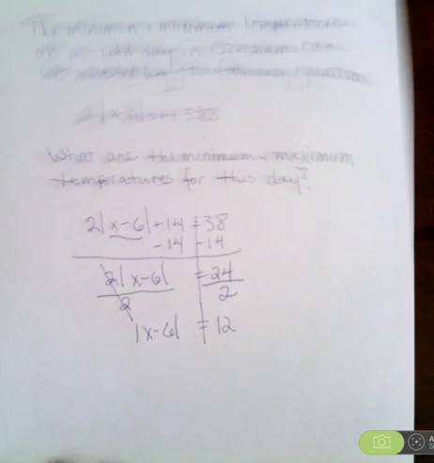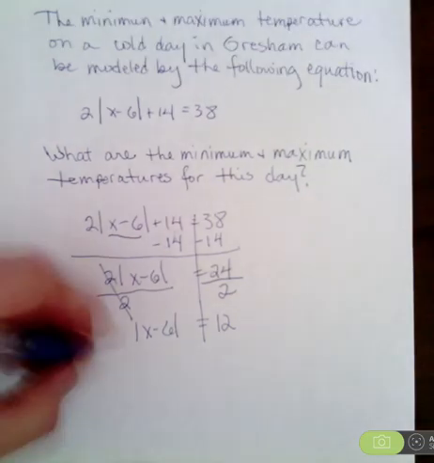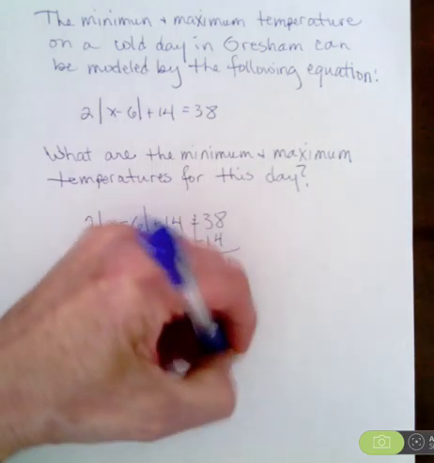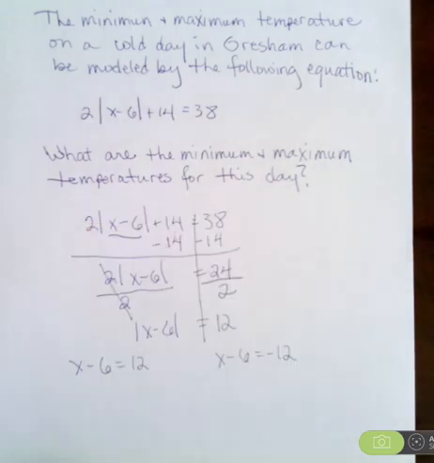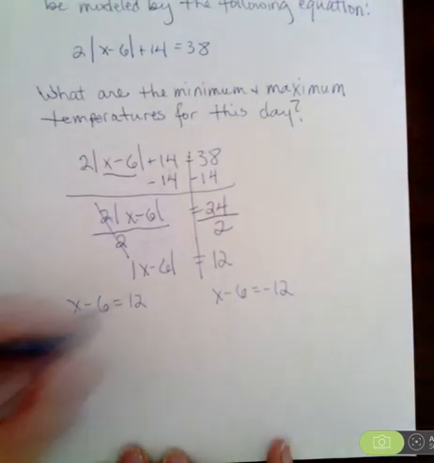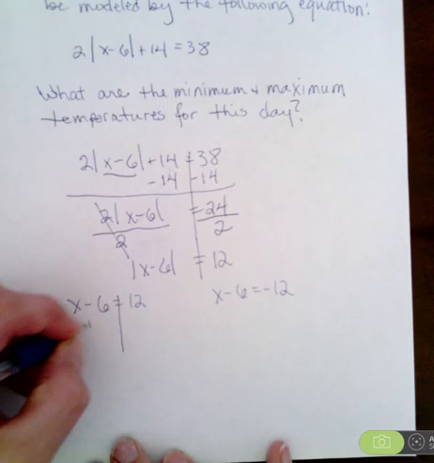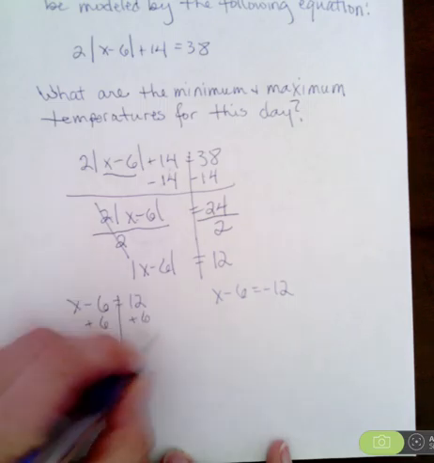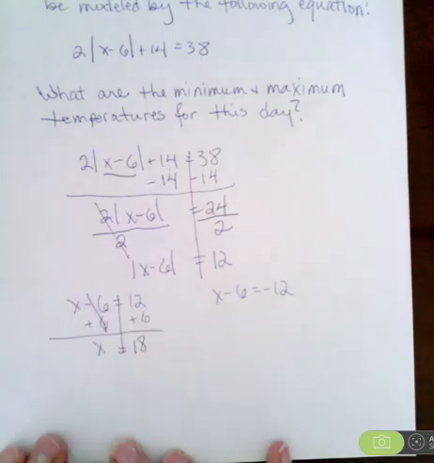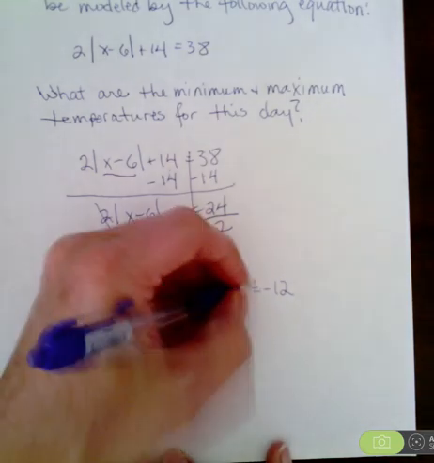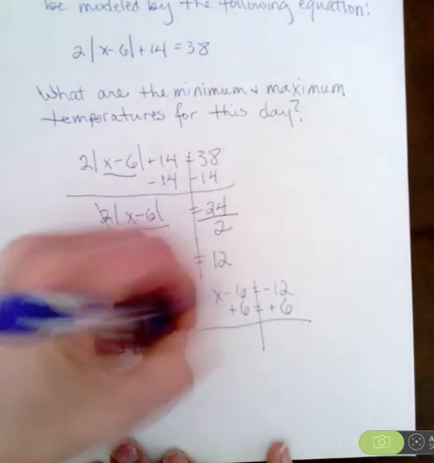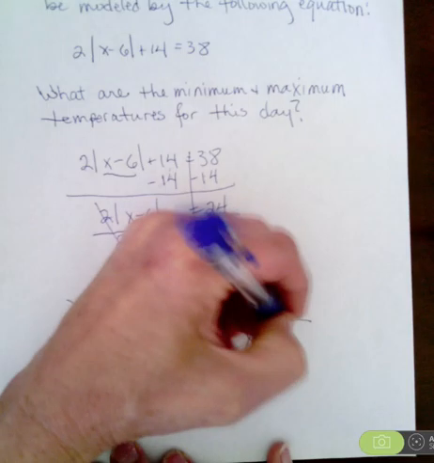I am going to rewrite the problem. x minus 6 equals 12, and x minus 6 equals negative 12. And I have two different problems here. So I'm going to solve for the first one. x is equal to 18, and as I work the other problem, x is equal to negative 6.